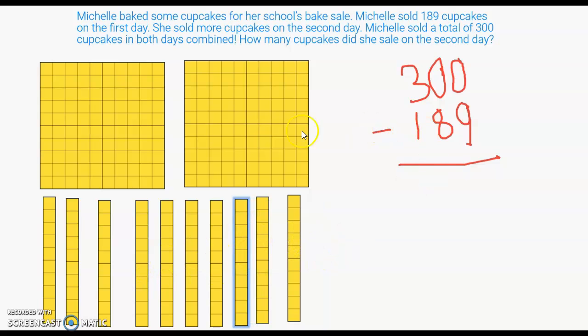All right. Well, now we have 10 tens, but we still don't have any ones. So we need to break this up one step further by breaking the 10 block up and making 10 one blocks. 10 ones.